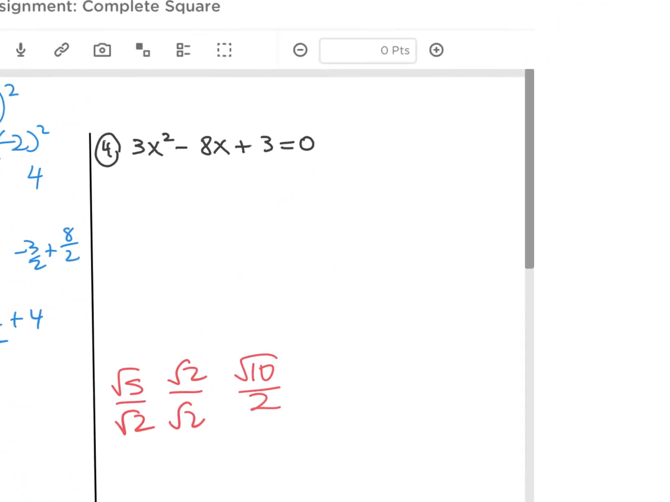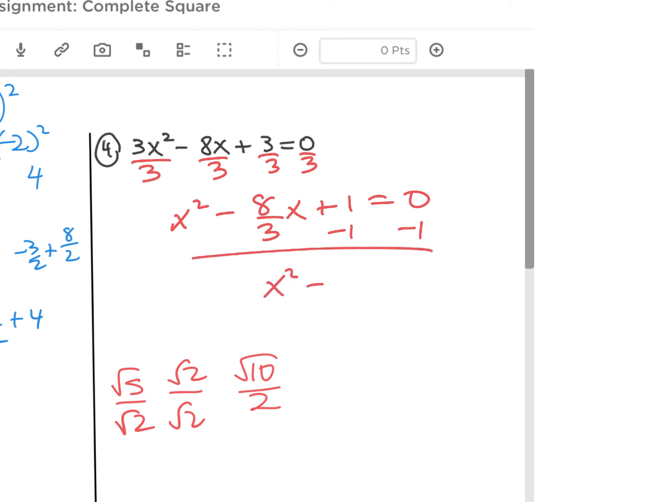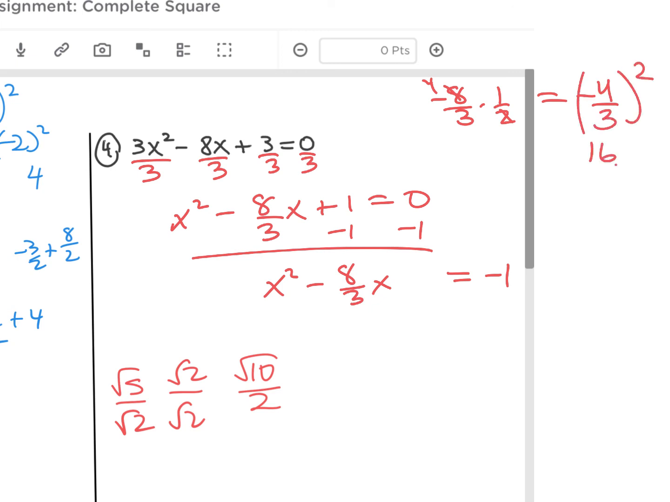Let's see, this one. I don't know if I'll have time, but I can try. Divide everything by 3. X squared minus 8 over 3x plus 1 equals 0. Move the constant. X squared minus 8 over 3x equals negative 1. Take the b term, divide it by 2. Dividing by 2 is the same thing as multiplying by a half. Simplify. This becomes negative 4 over 3. Square it, 16 over 9. That's what I'm adding here.